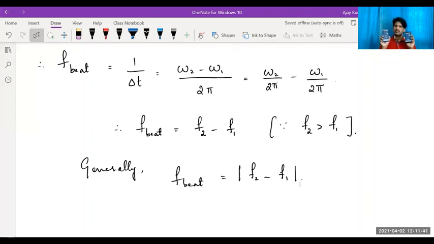This is what you hear when the frequencies are equal. A sound of constant amplitude.